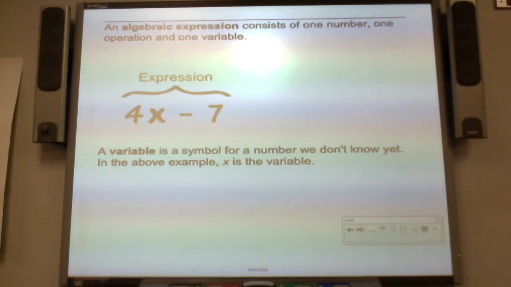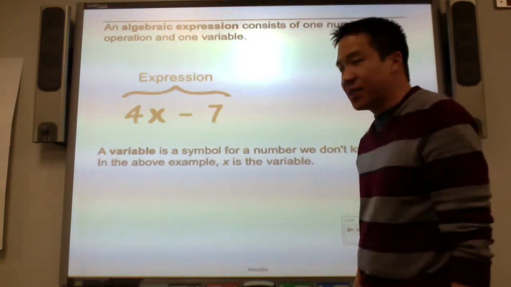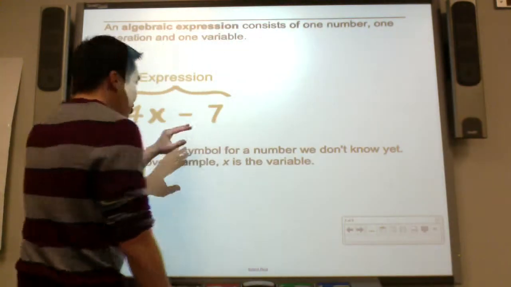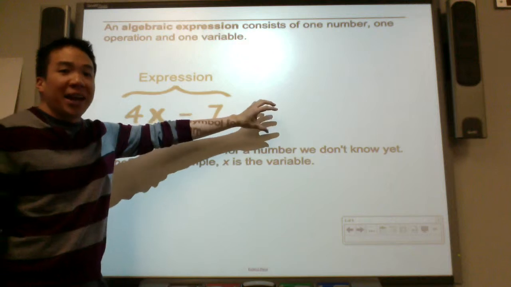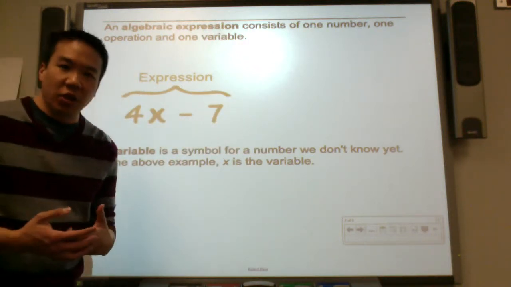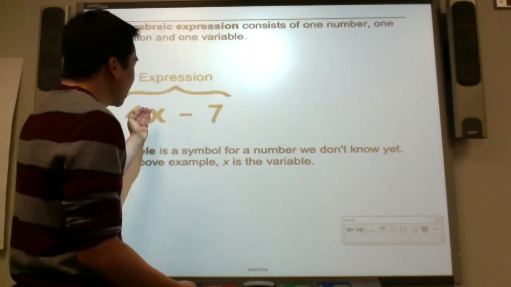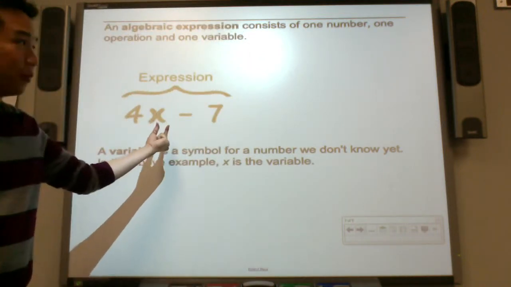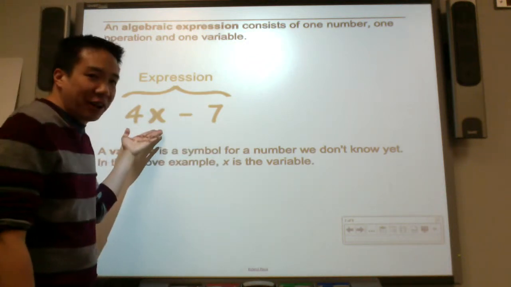So what is an expression again? This is an example of an expression. It is like a math sentence. As you notice, it does not have an equal sign. It does not equate to anything. The difference between an expression and an algebraic expression is that we're going to be working with a variable or a letter. So it contains a number, an operation, and a variable or letter.